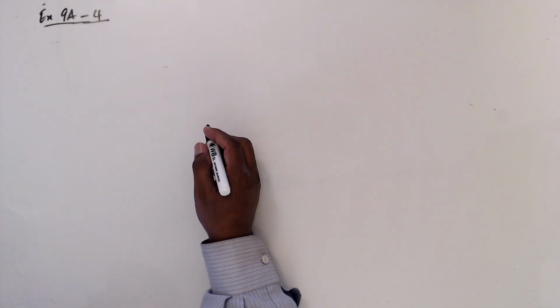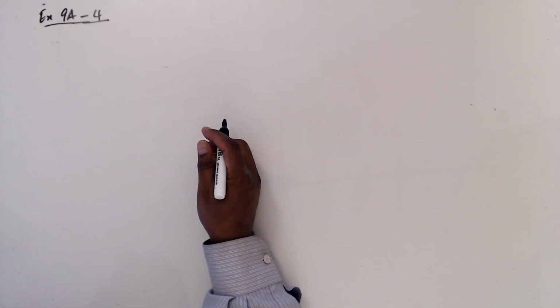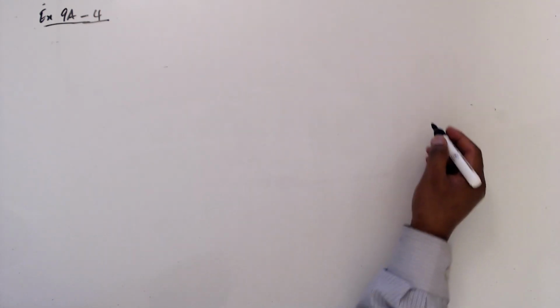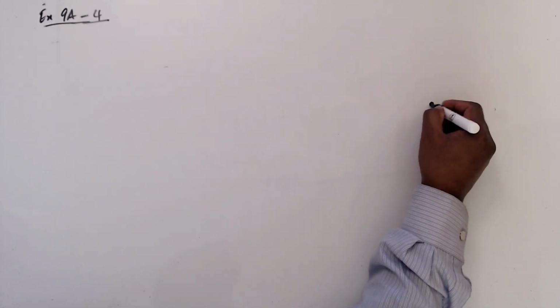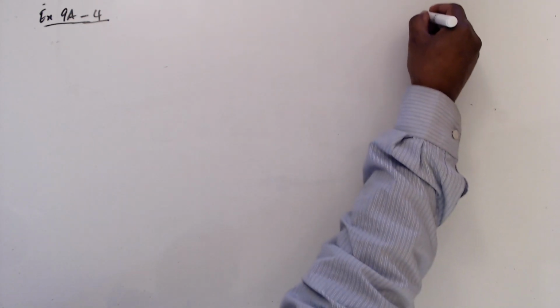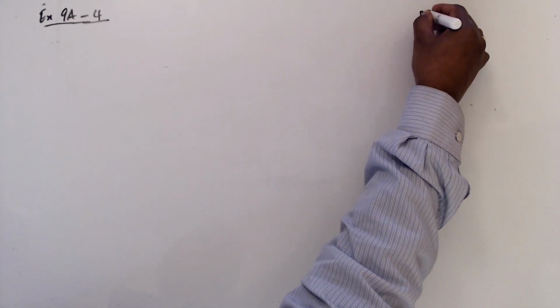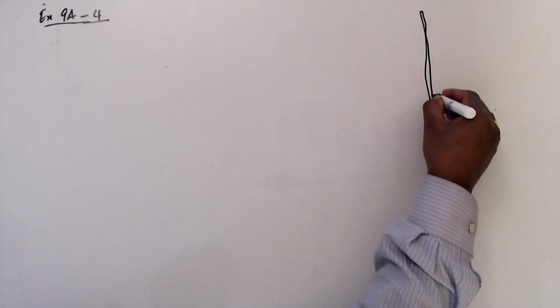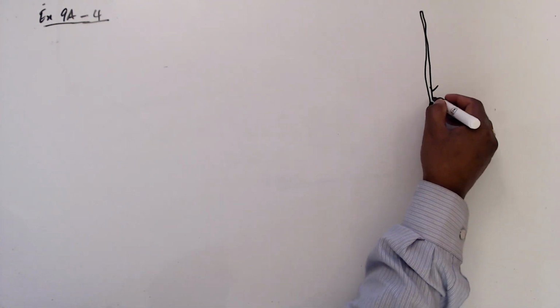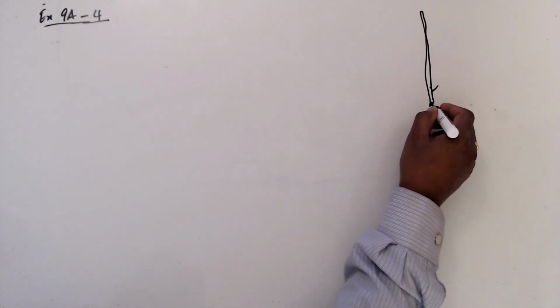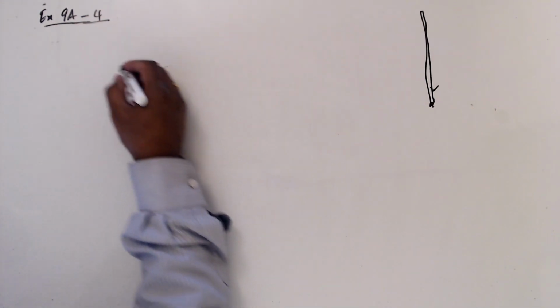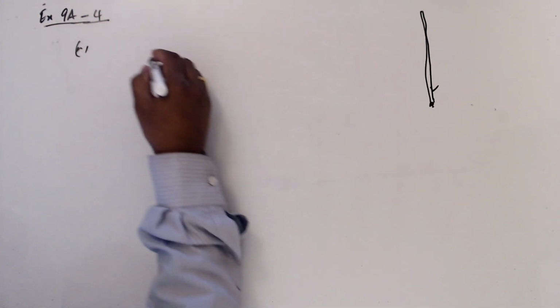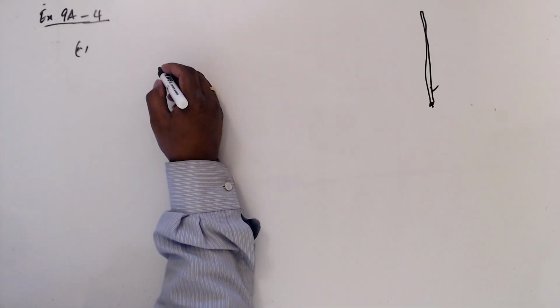Question number 4. A ball thrown vertically upwards, and then it comes back. So this is the journey. Find the maximum height of the ball and the time at which it reached the height.